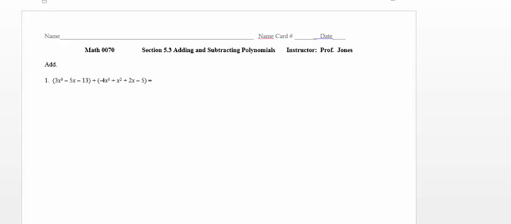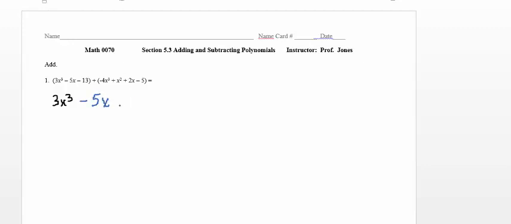Let's take a look at adding and subtracting polynomials. We add by simply dropping the grouping symbols. And we're going to recopy each polynomial without making any changes to either polynomial.